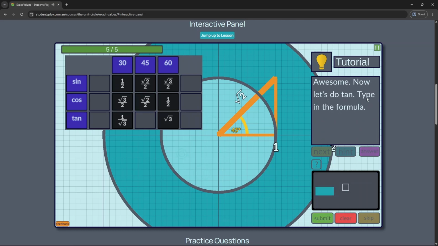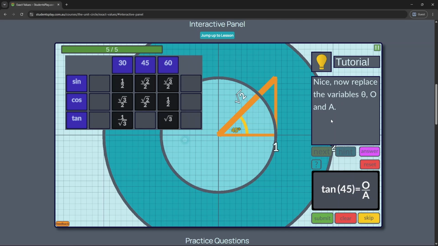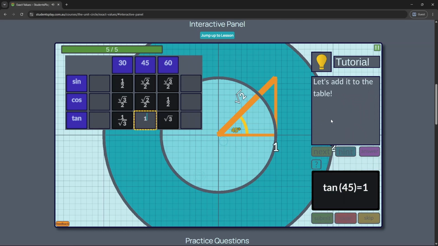Awesome, now let's do tan. Type in the formula. Tan theta equals opposite over adjacent. Nice, now replace the variables theta, O, and A. Theta is 45 degrees. The opposite is 1. The adjacent is also 1. Awesome, and 1 over 1 just equals 1. Let's add it to the table. That was an easy one. Awesome stuff.